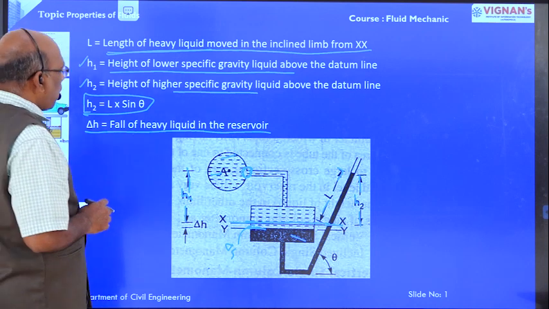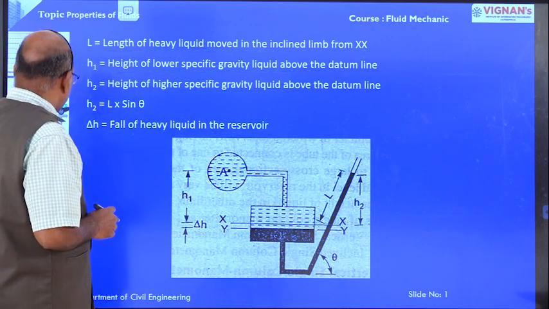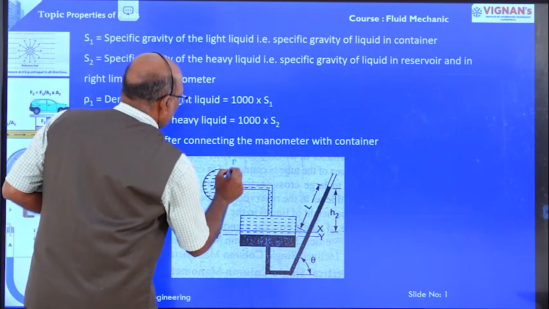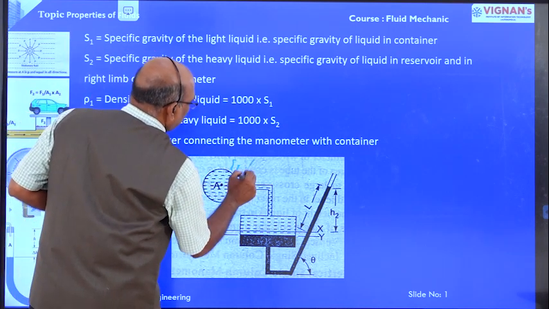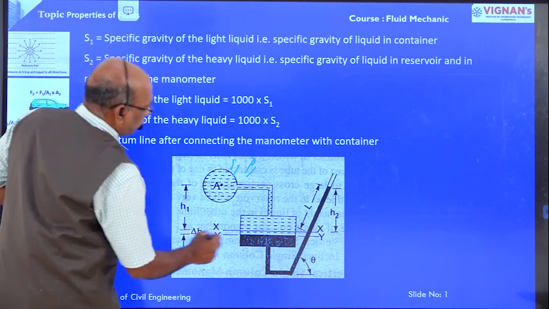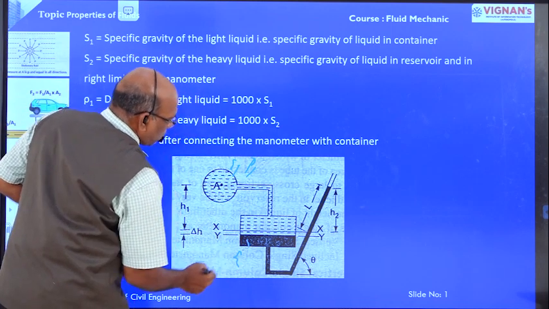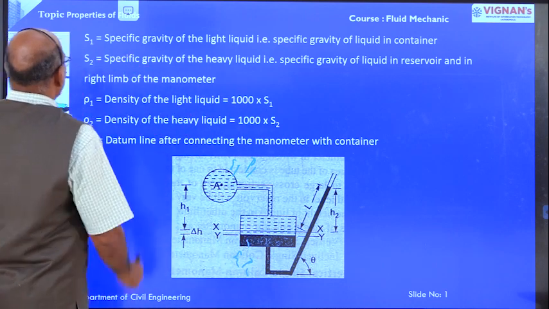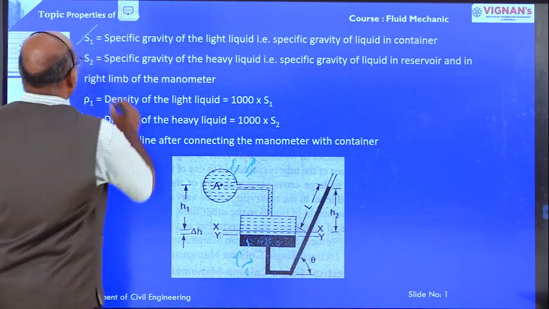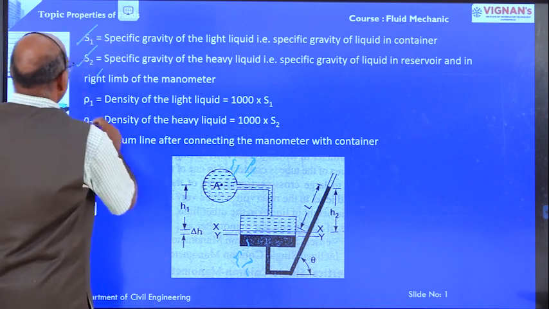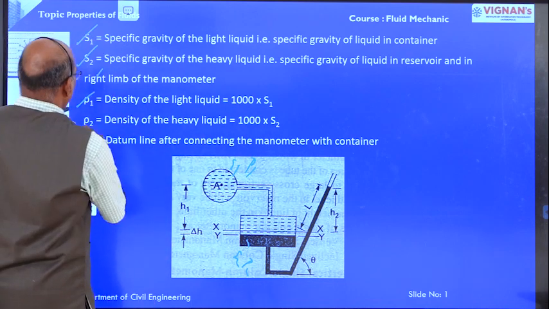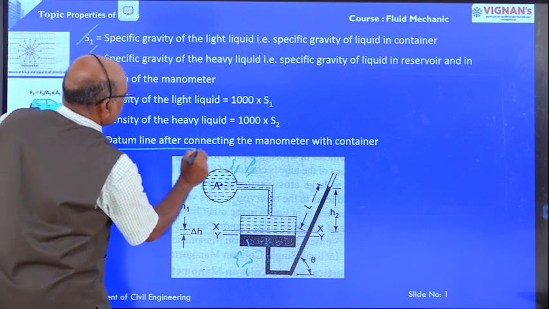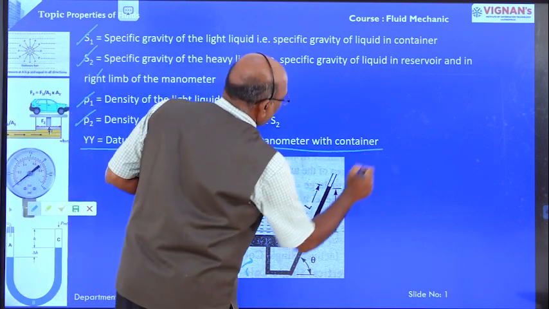Right? Now we are going to derive the expression for the determination of pressure at point A. S1 is the specific gravity of the light liquid. Rho 1 is the density of the light liquid. S2 is the specific gravity of the heavy liquid. Rho 2 is the density of the heavy liquid. And YY is the datum line after connecting the manometer with the container.